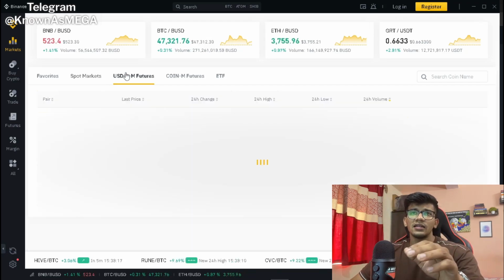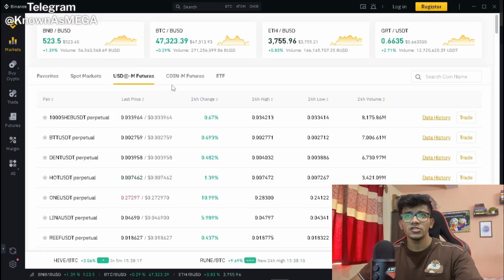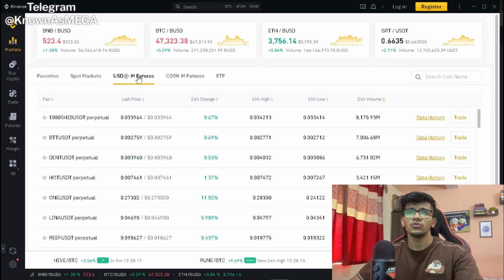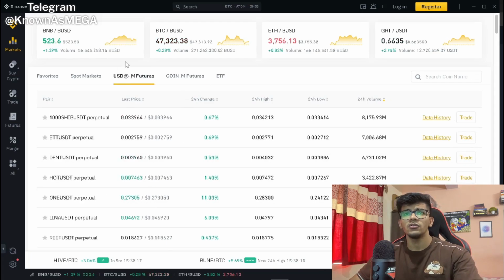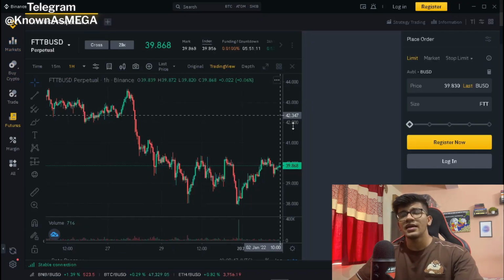So spot market is that, and then USDM futures is basically the futures market, and CoinM futures, these are basically just two segments of futures. You won't need CoinM futures. You should definitely be trading only on USDM futures. These are just different segments of futures contracts. And the best part is, like I said, you don't need a lot of money to trade futures in crypto.